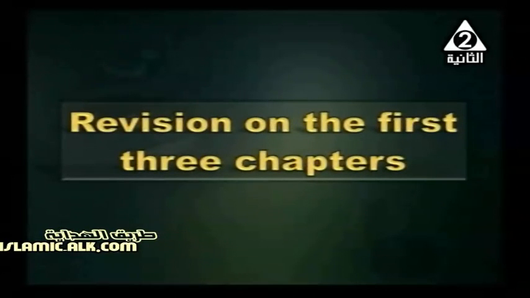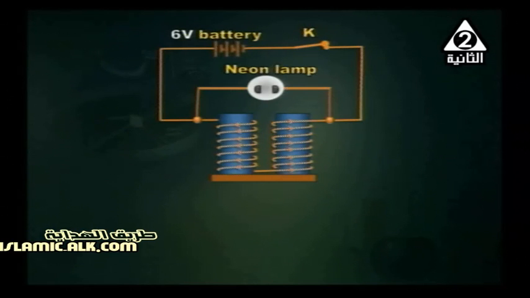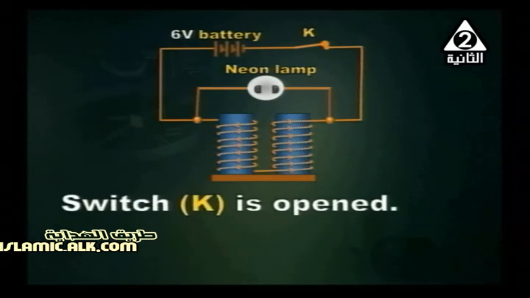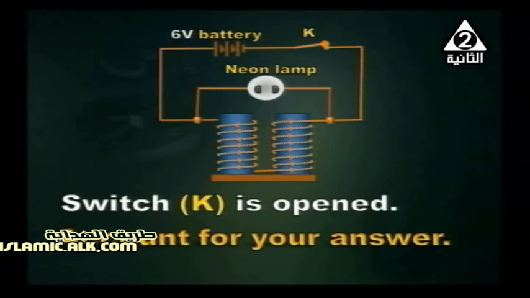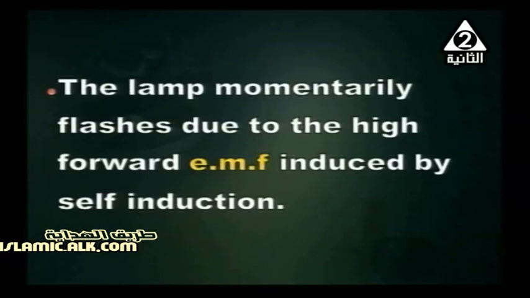Revision on the first 3 chapters. Yes, what happens when? First type of questions. What happens when? In front of you we've got a circuit, and we want you to explain what happens when the switch K is opened. And you have to account for your answer. The lamp momentarily flashes because of the high forward EMF induced by self-induction.